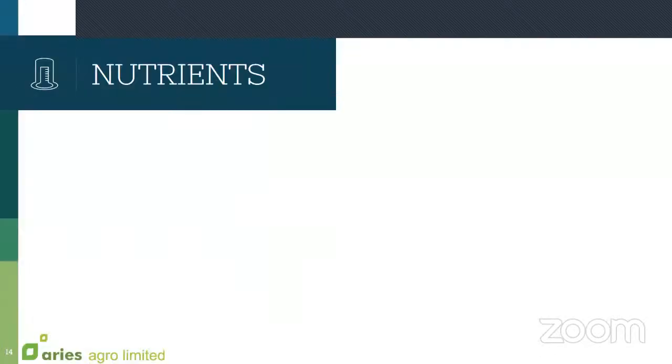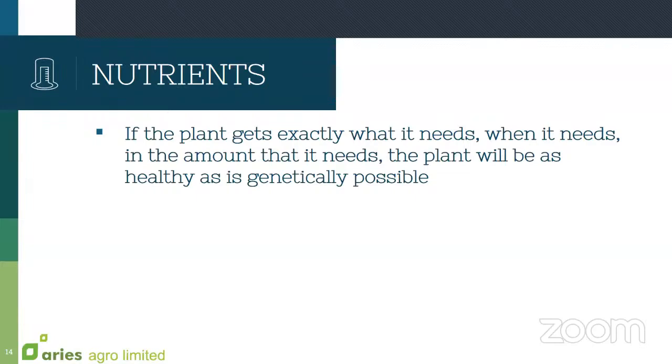Now coming to the most important aspect, which is the nutrients. Your entire hydroponics is based on the kind of nutrients and the amount of nutrients that you provide. What hydroponics is based on is that you are giving the plant exactly what it needs, when it needs, and in the amount that it needs. This is exactly what you do in hydroponics.